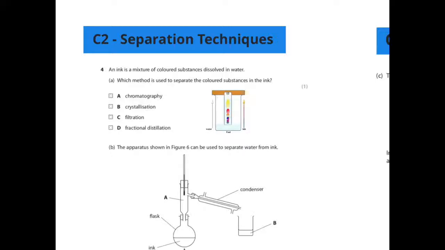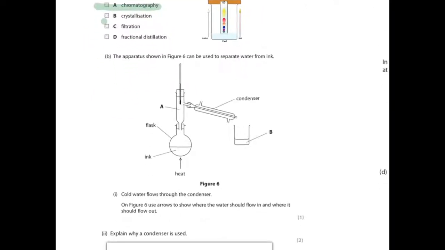So the largest mass pigments in the ink mixture are deposited lower down on the paper, and the lightest, the smallest mass, are transported further up. So the answer to this question would be chromatography. Next, the apparatus shown in figure 6 can be used to separate water from ink. So this is distillation. Cold water flows through the condenser.